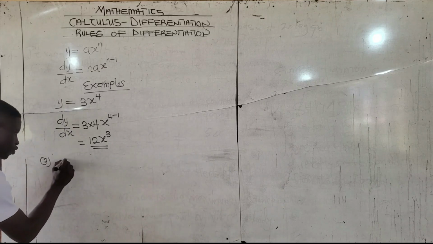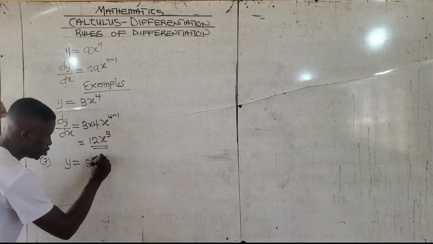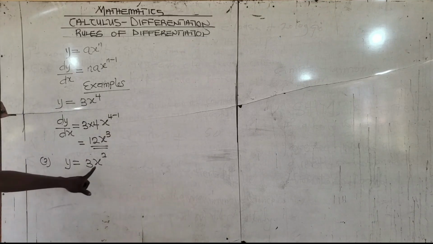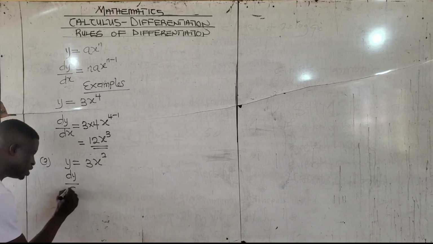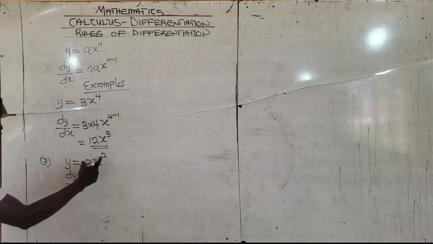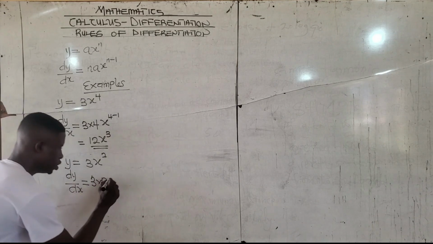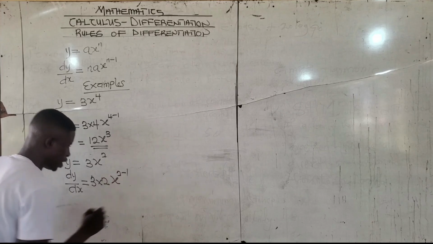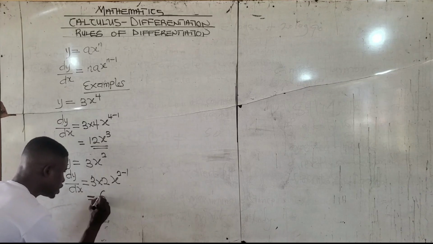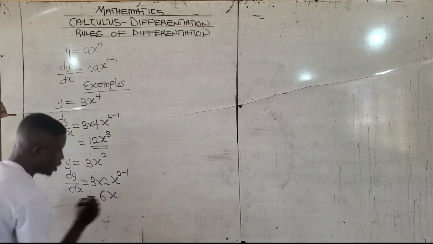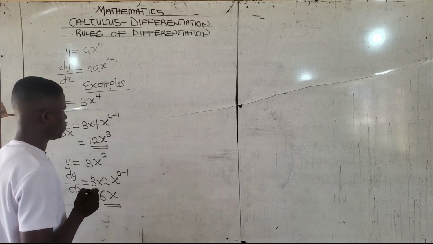If you have an expression of the form y equals 3x to the power 2, and you are asked to differentiate this expression, we are going to have dy over dx equal to the 2 multiplies the 3. So we are going to have 3 times 2, then this is our x, then the 2 minus 1. So in effect, 3 multiplied by 2 will give us 6x, then 2 minus 1 is 1. Very simple. Let's look at another example.